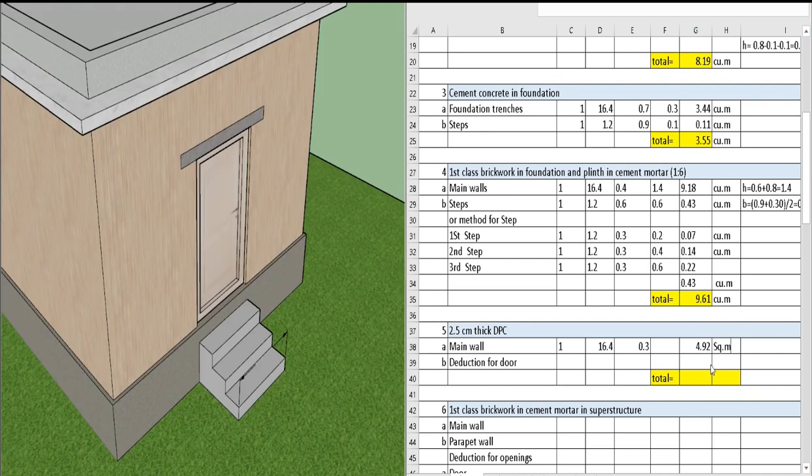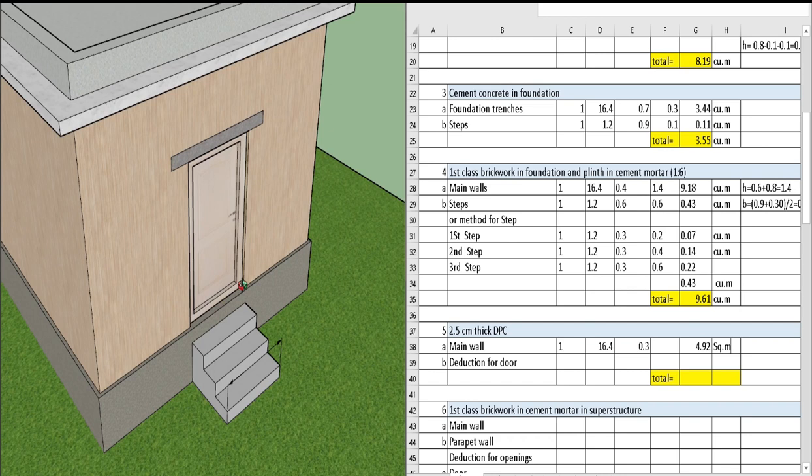So our total quantity is 4.92 meters square, but we don't consider the DPC in the doors, so we have to deduct this door portion. We have one number of door and its length is 1.2 meter and the width of the wall is 0.3 meter, so the total quantity will become 0.36 meters square, and we have to deduct this portion. That means 4.92 minus 0.36 is 4.56.